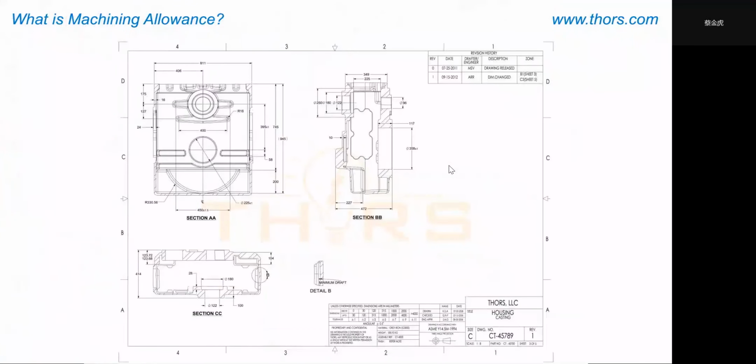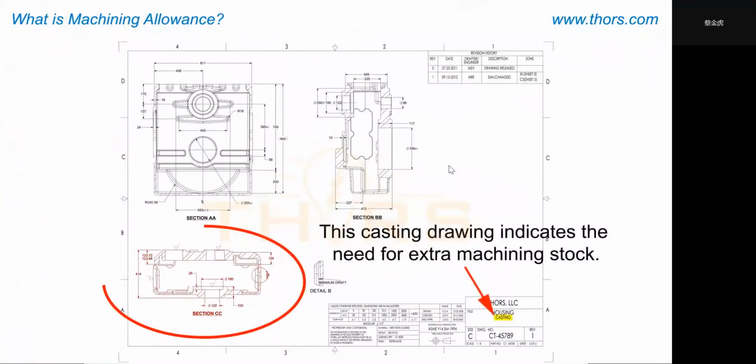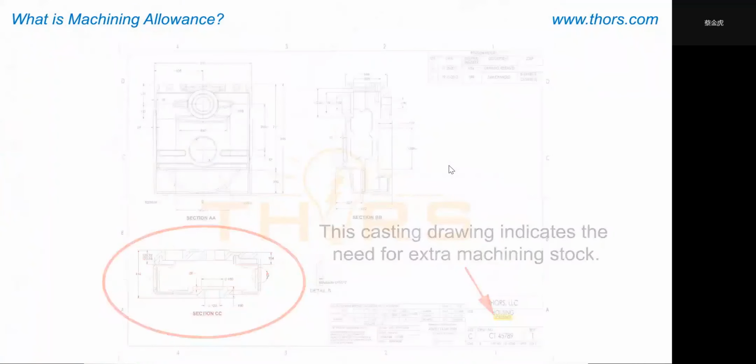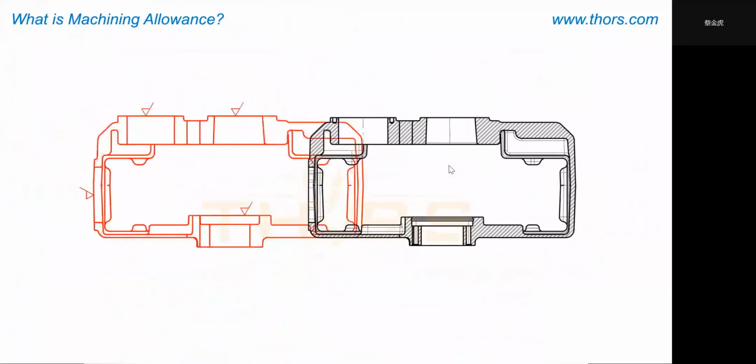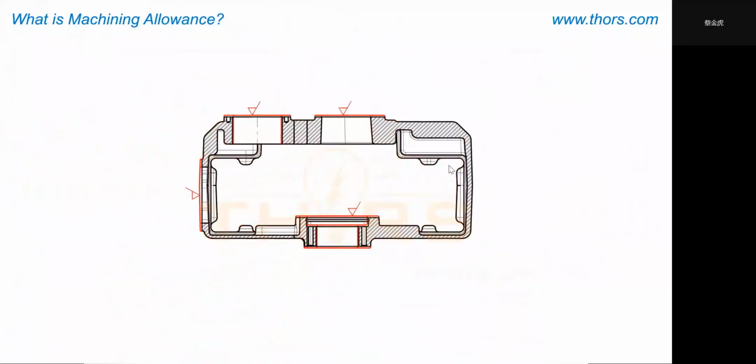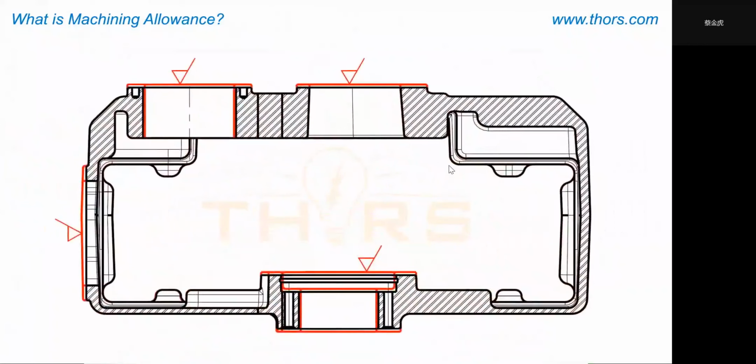The presence of the symbol in the machining allowance note indicates that an area on the casting requires extra machining stock, which refers to extra material that is added to a specific location. On this casting drawing, when section CC is overlaid with the same section from its machining drawing, it is revealed that there is extra material. When it comes time for this piece to be machined, machining operations will remove the extra machining stock so that the piece may meet the manufactured requirements.